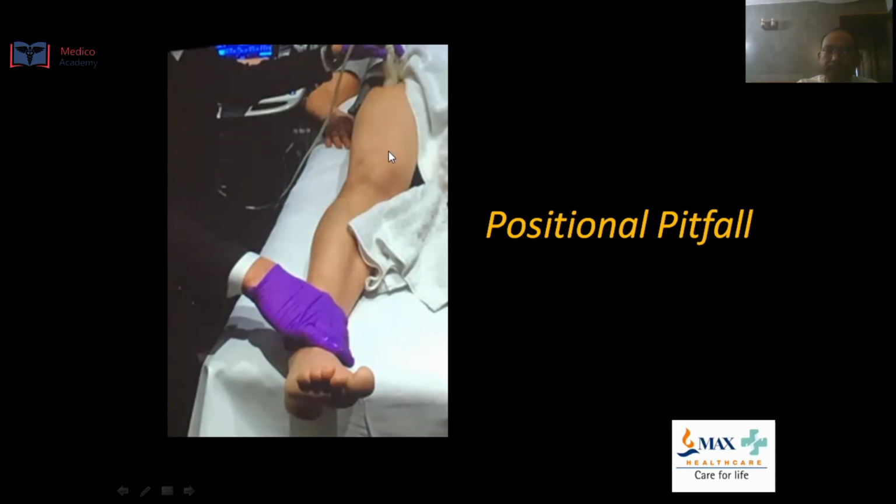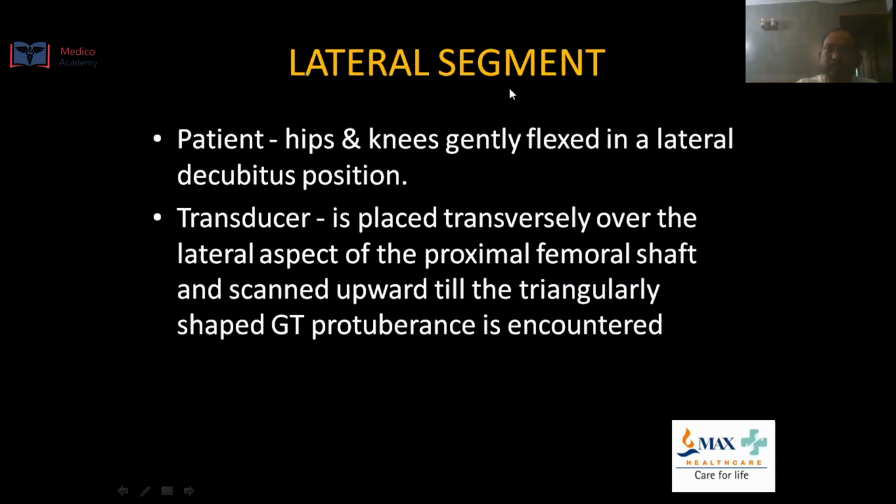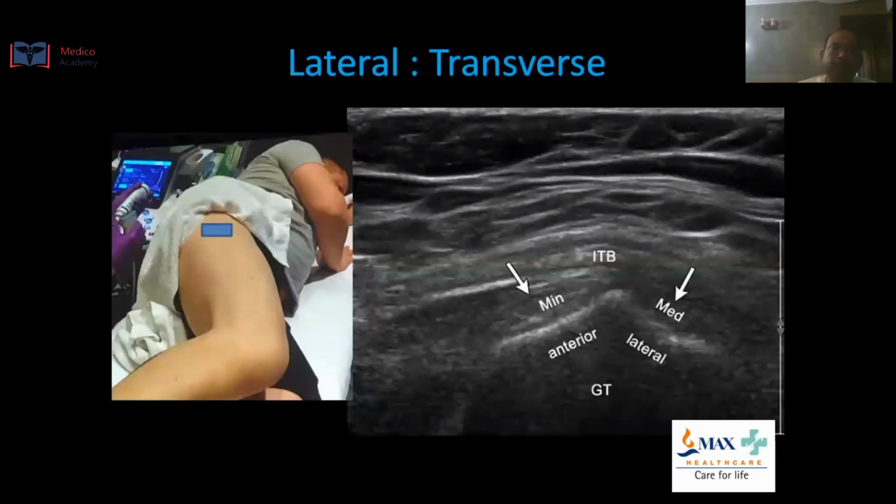In case we are assessing the lateral segment, the patient's hip and knees should be gently flexed in lateral decubitus position. The transducer is placed transversely over the lateral aspect of the proximal femoral shaft and scanned upward till the triangular shaped greater trochanter protuberance is encountered, as I will show you right now. So this is the position where the hip and knee are slightly flexed. The patient is in lateral decubitus position.